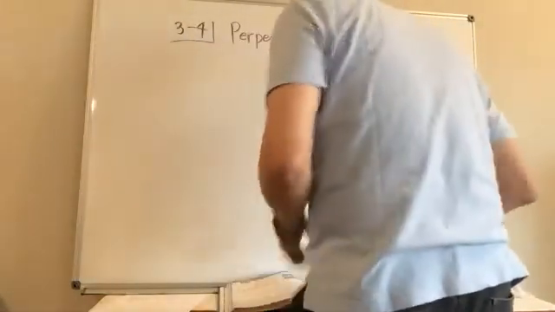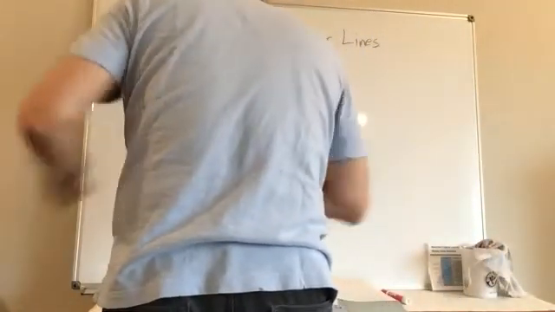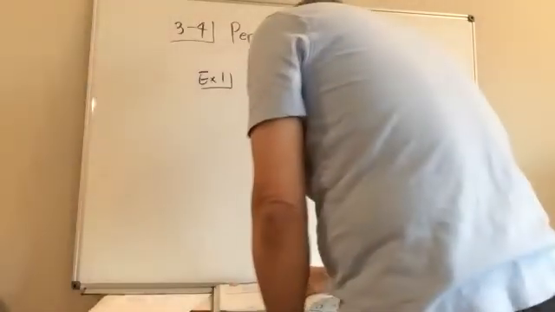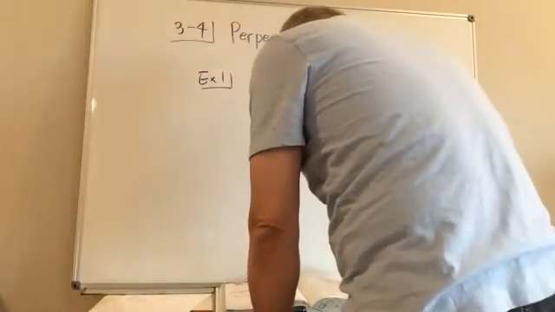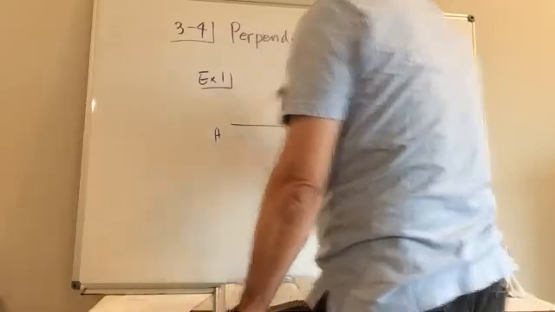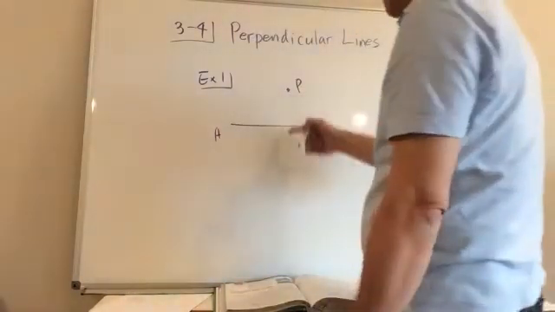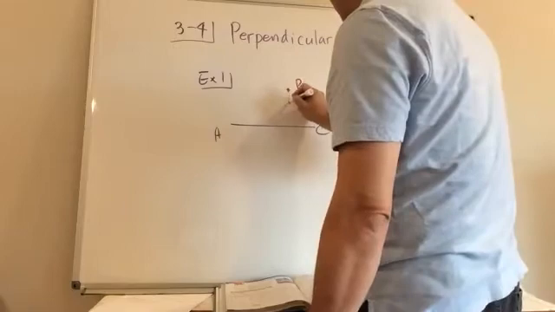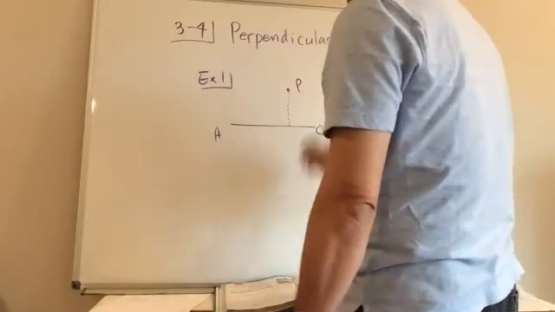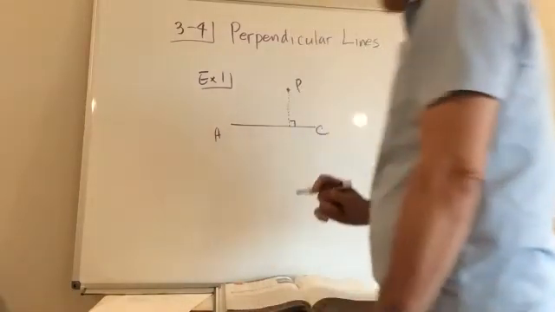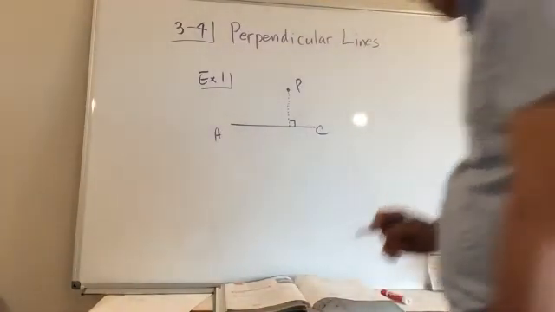Now, let's go to example number one. Example number one, distance from a point to a line. Name the shortest segment from P to AC. So if I have AC and I have point P here, the shortest distance from here is going to look like this, and it's actually going to be a perpendicular line. So that would be the shortest line.